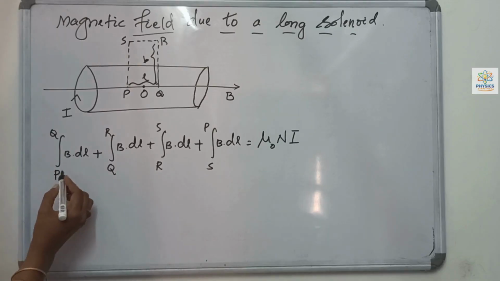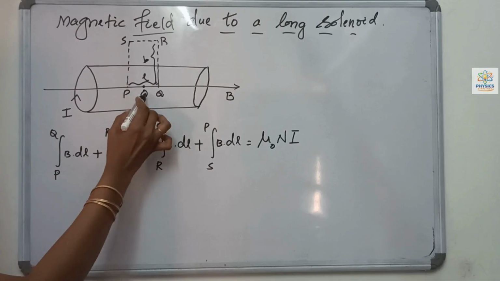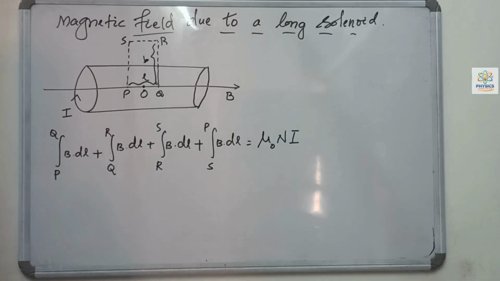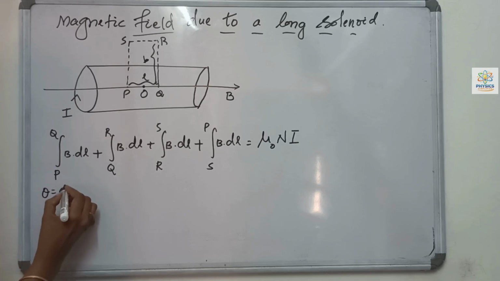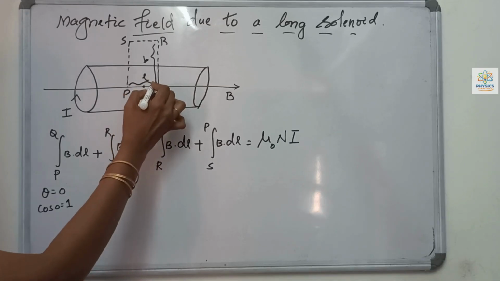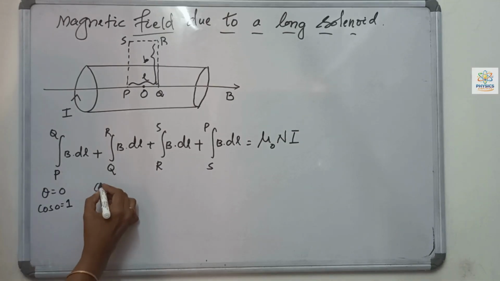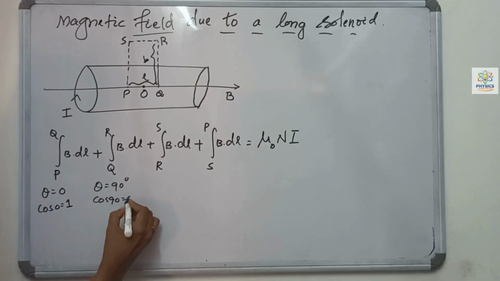Next, the side PQ is in the same direction as the magnetic field, so the angle theta is equal to 0. The value of cos 0 is equal to 1. In the second case, the side QR is perpendicular to the direction of magnetic field, so the angle theta is equal to 90 degrees, and cos 90 is equal to 0.